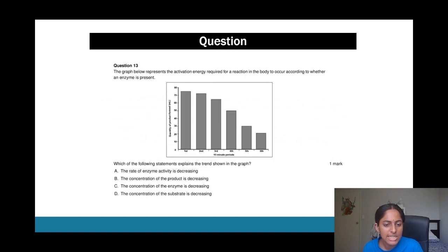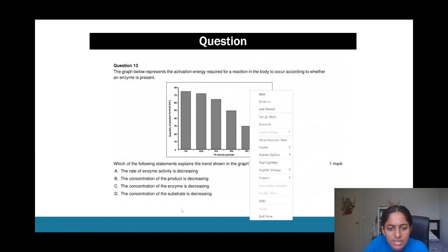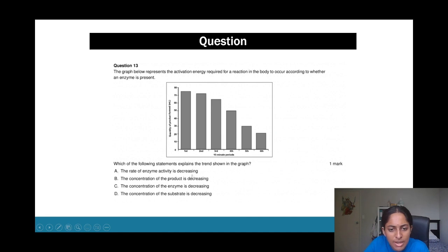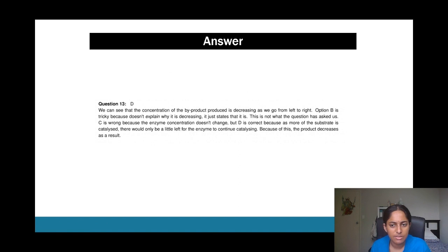The correct answer option for this question is D. You can see here that if we just analyze the graph, the left-hand side is showing quantity of products formed, right-hand side is showing 10-minute periods, right? So product is decreasing over time. Then that means, what happened over here? Just because the rate of enzyme activity is decreasing, that doesn't mean the quantity is going to decrease. But the correct answer option is that the concentration of the substrate is decreasing, right? Because, how do I put this? It's because the substrate is what helps you form the products, right? So yeah, product does decrease.